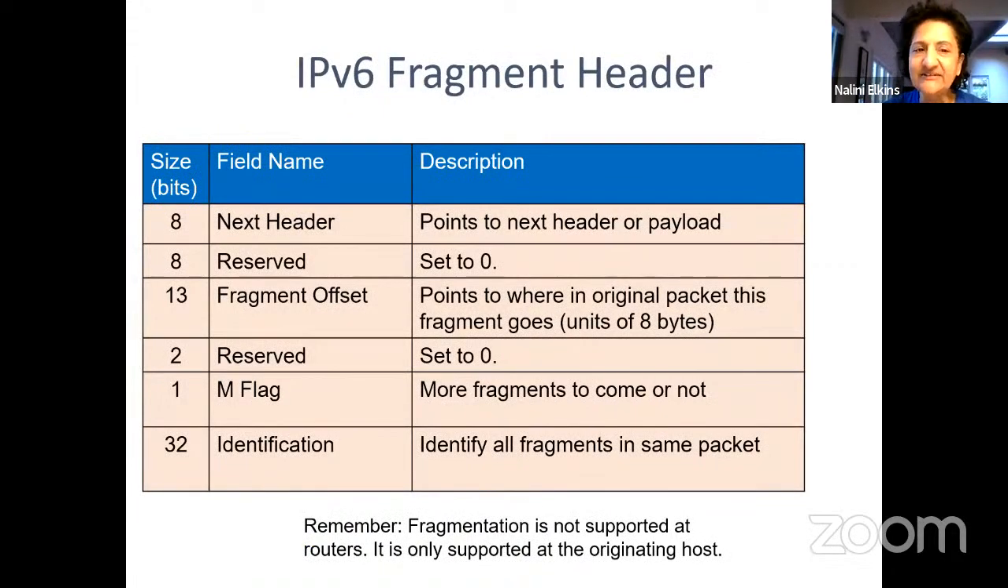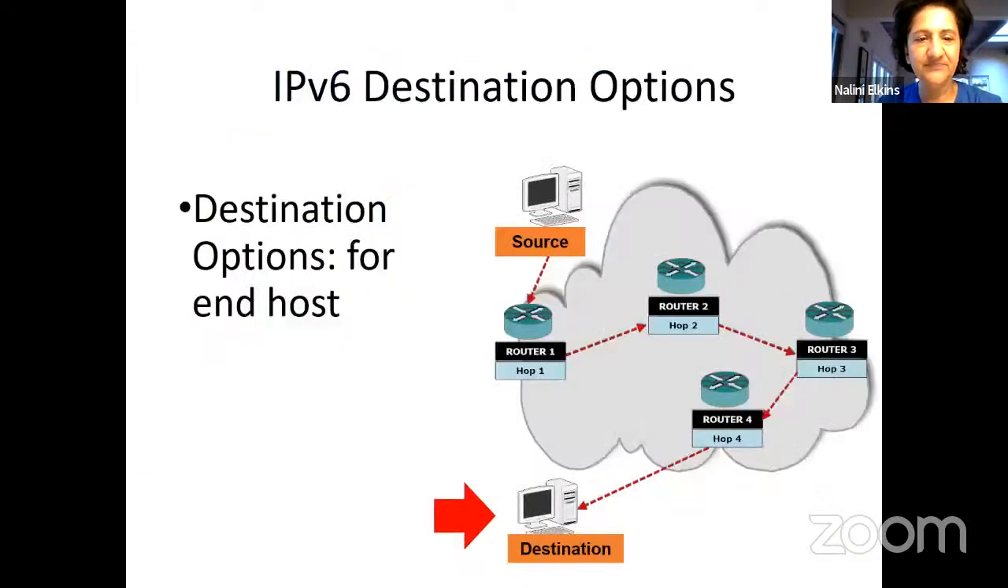So here it is. Here's the fragment header. So first you've got the next header. It's pointing to what's going to be changed to, or the payload itself. Then fragment offset. And then at the very last, there's that 32-bit IPID that we used to use to such great effect. So, then let's talk about a new one.